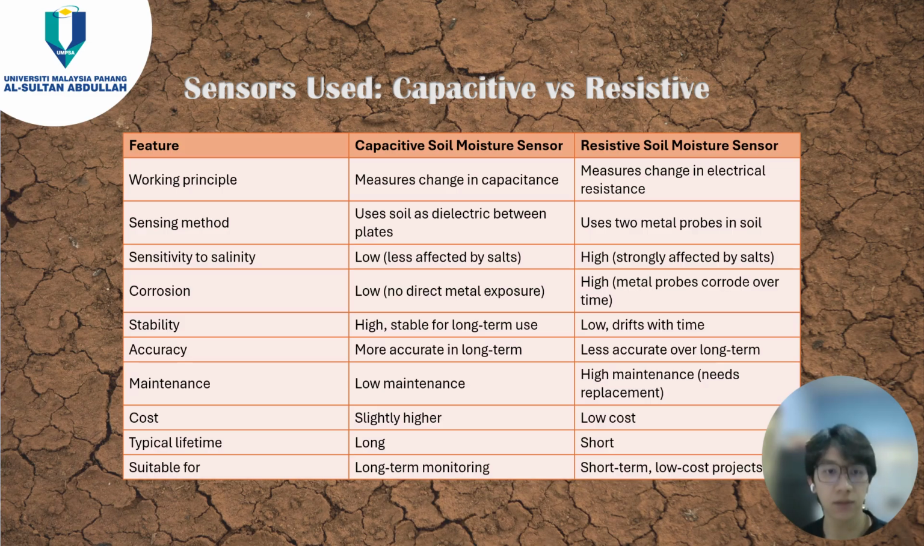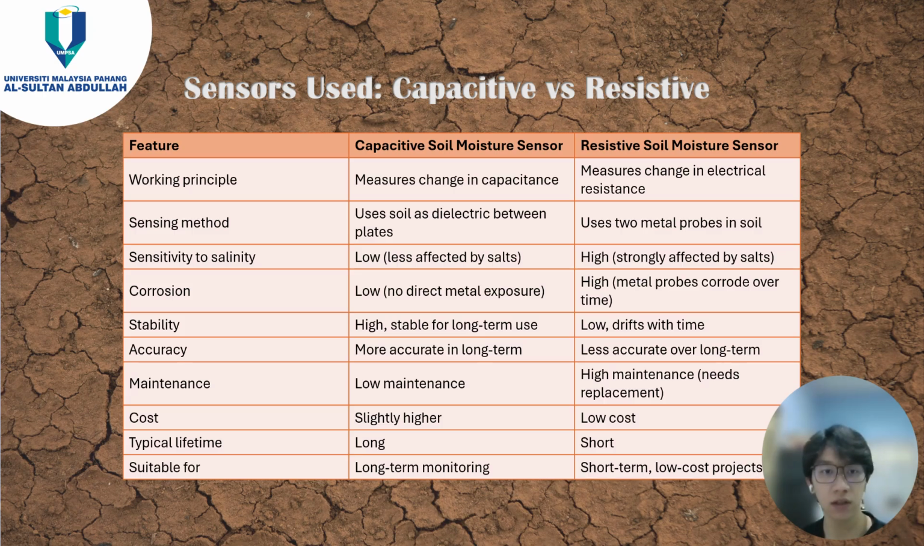The sensing method: capacitive soil moisture sensor uses soil as dielectric between plates, while resistive soil moisture sensor uses two metal probes in soil. The sensitivity to salinity for capacitive soil moisture sensor is low, while for resistive soil moisture sensor is high, where capacitive soil moisture sensor will be less affected by salts, while resistive soil moisture sensor is strongly and highly affected by salts.